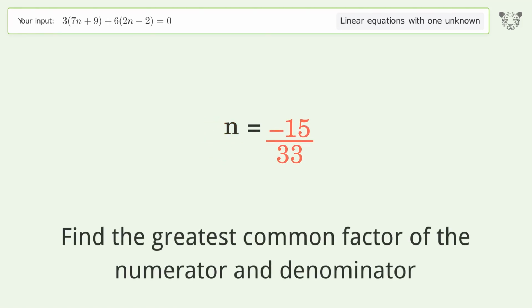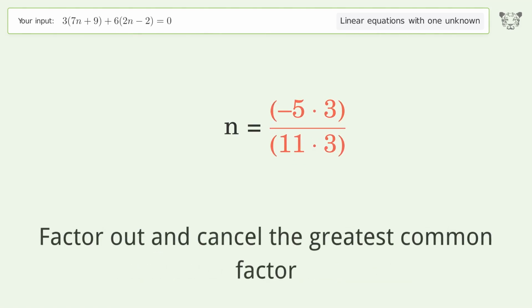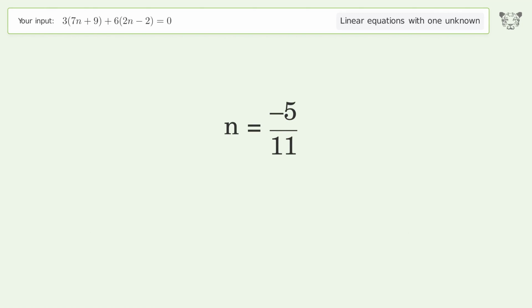Find the greatest common factor of the numerator and denominator. Factor out and cancel the greatest common factor. And so the final result is n equals -5/11.